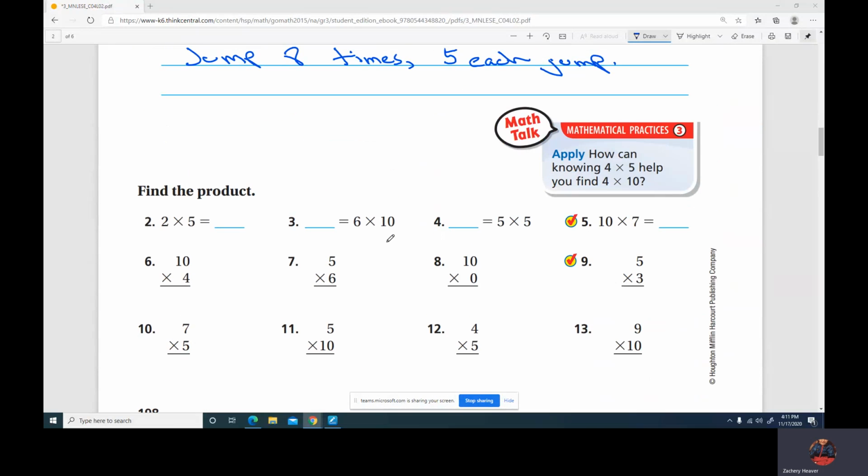So 2 times 5, skip count 2 five times, or 5 two times, you get 10. 10 times 6, 60. 5 times 5, skip count 5 five times, you get 25. 10 times 7, 70. I will let you do 6, 7, 8, 9, 10, 11, 12, and 13 all by yourself.